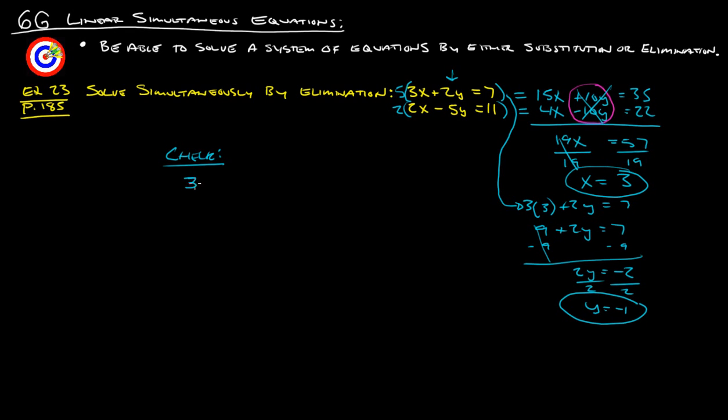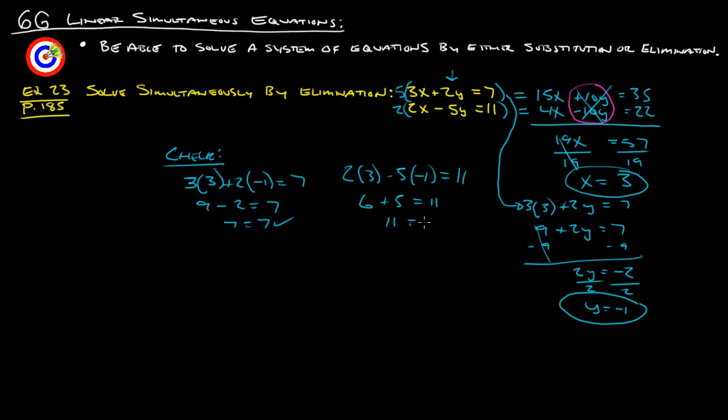Okay, so 3 times the x, which is 3, plus 2 times the y, which is negative 1, should equal 7. 9 minus 2 equals 7, that's true. And then we also have 2 times x, which is 3, minus 5 times y, which is negative 1, should give us 11. 2 times 3 is 6. Negative 5 times negative 1 is positive 5. 6 plus 5 is 11. So we know that that works as well.